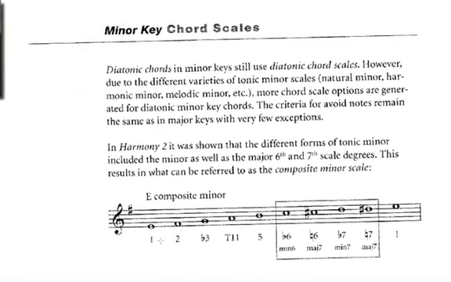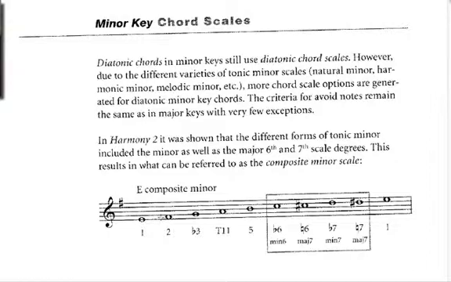Here's the E composite minor. It is E, F sharp, G, A, B, C, C sharp, D, D sharp, and E. Anyhow, so we have both the lowered and raised sixth and the lowered and raised seventh. And this is what we can choose from, having this sort of chromatic ending here. We call this the composite minor.